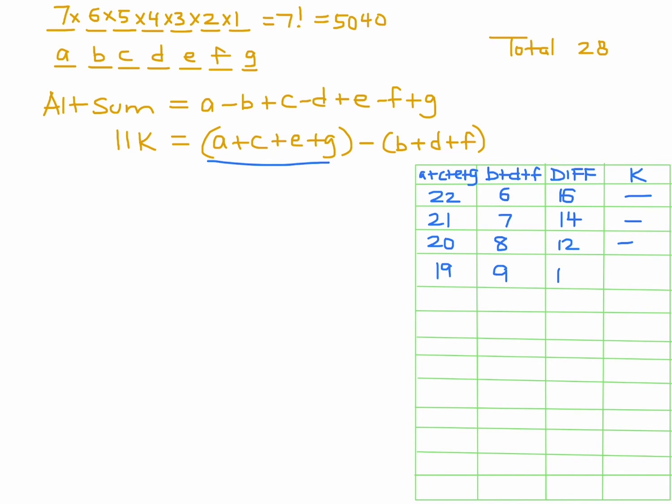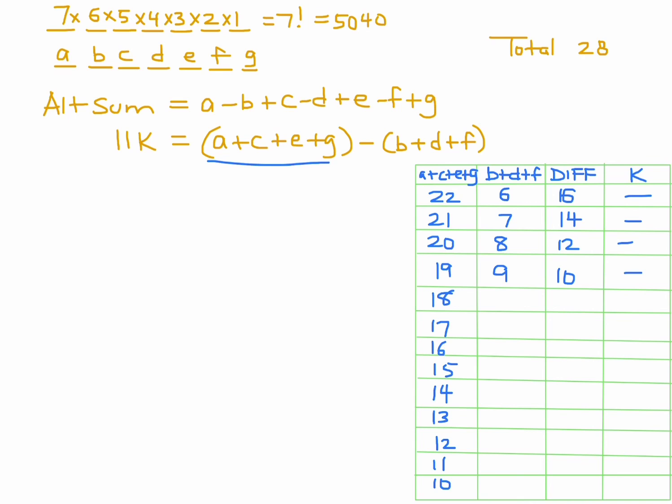19, 9, 10, not divisible, and so on, right? So I'll just fill this in. Obviously 18, 17, 16, 15, 14, 13, 12, 11, and 10, which is the smallest sum of 4.